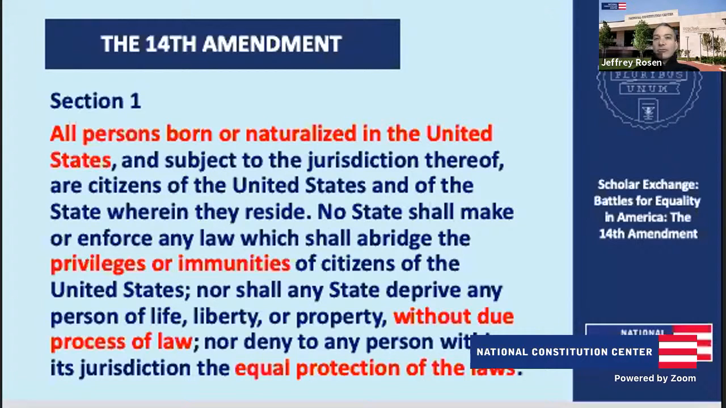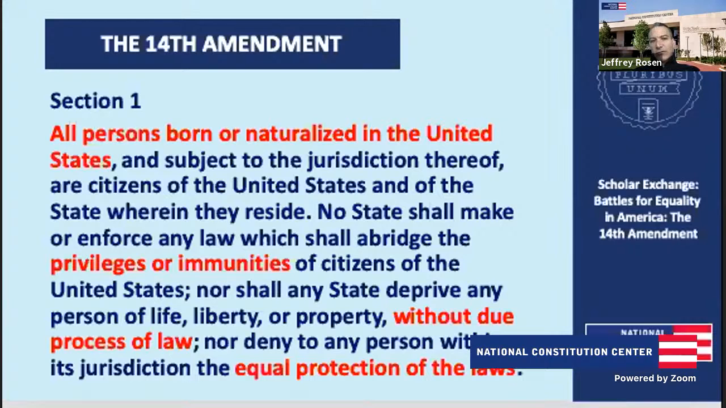That's a huge idea because remember, the Dred Scott decision in 1857 said that free African Americans couldn't be citizens of the United States, even though many of them were born in the United States, and therefore that they had no rights which white people were bound to respect. So it was crucially important to overturn that case.